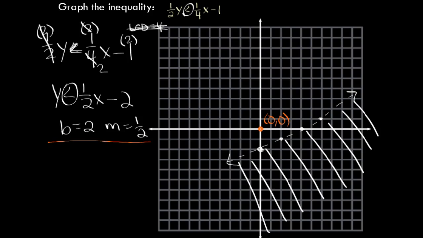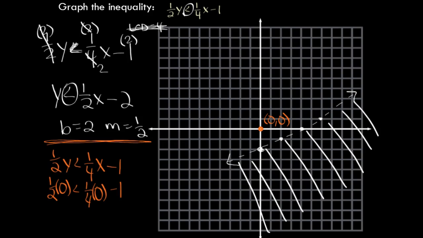If you think about it, the last few times 0, 0 has been in my solution, so I wanted it to work. This time 0, 0 is not in the solution, so I don't want it to work. So I'm going to write my original one. 1/2 y is less than 1/4 x minus 1. I'm going to plug in zeros. Half of 0 is less than a quarter of 0. So now I have 0 is less than negative 1. And that is not true, which is what we wanted.